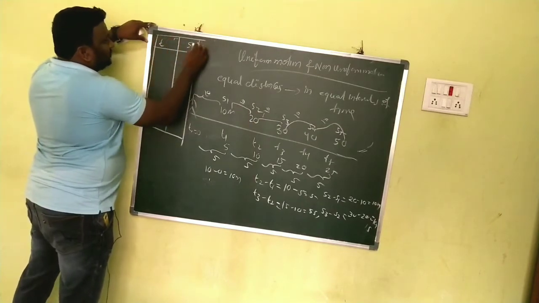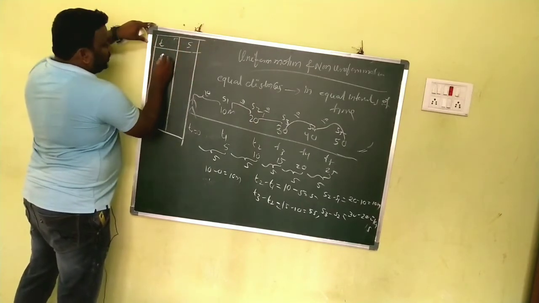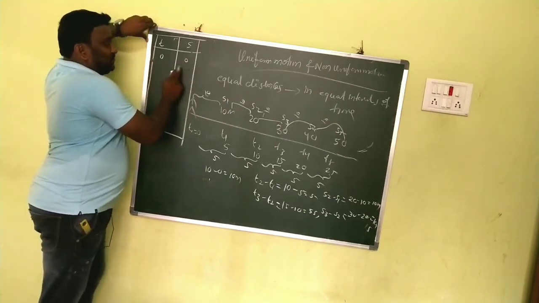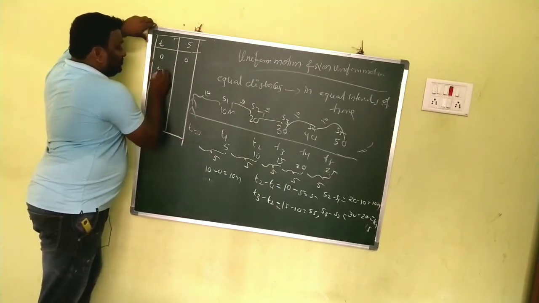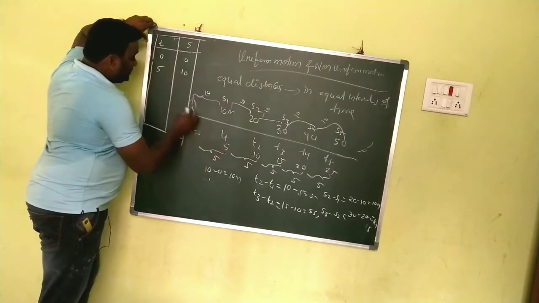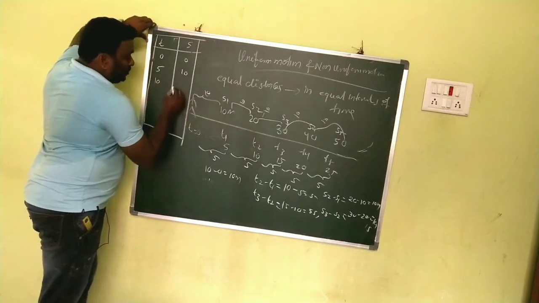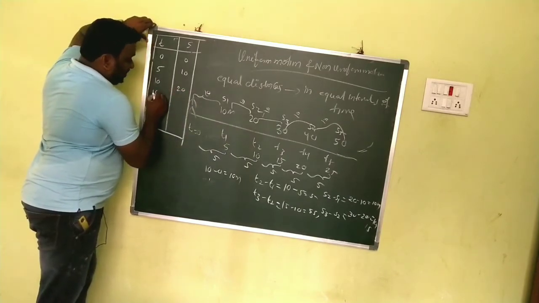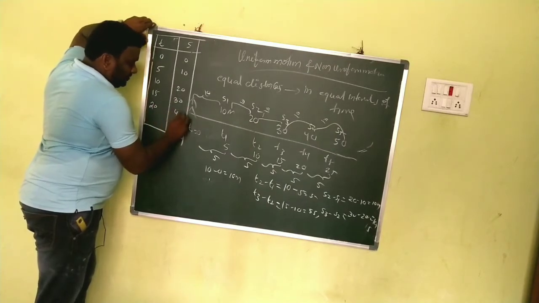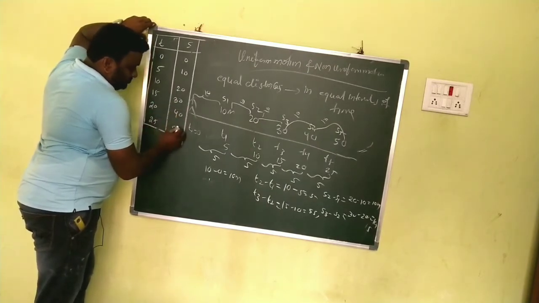Clear? When time t is equal to 0, s is also 0. When t is equal to 5, how much is this? 10. When t is equal to 10, what do you have? 20. Next, 15, 30, and 20, 40, and 25, 50.